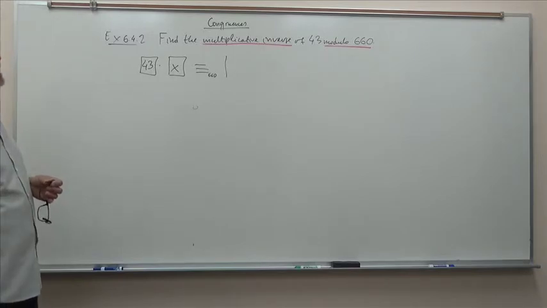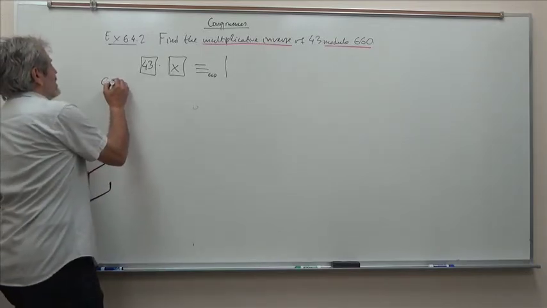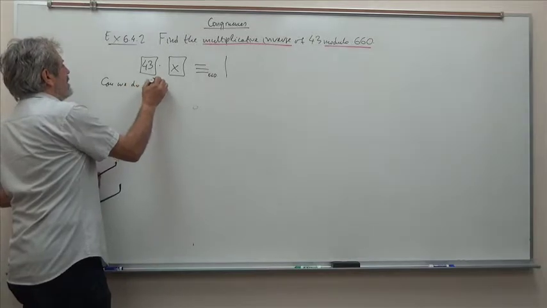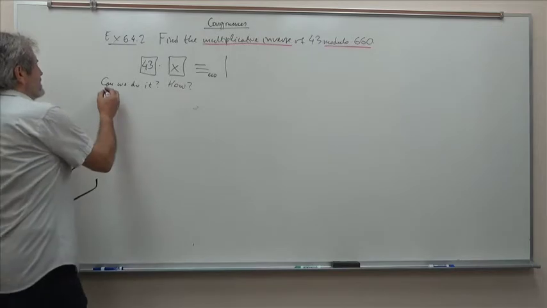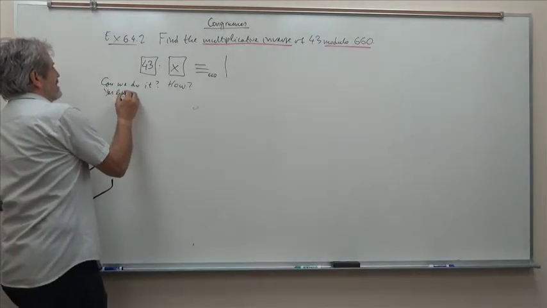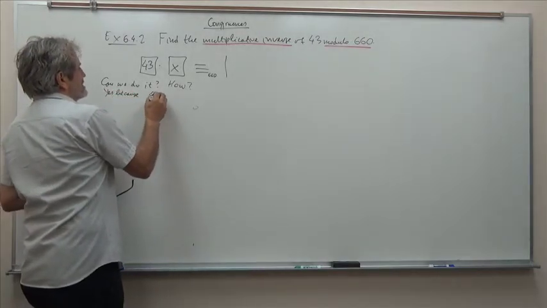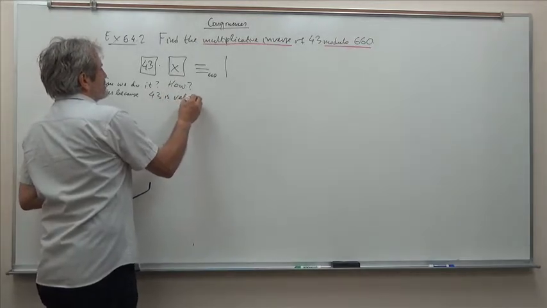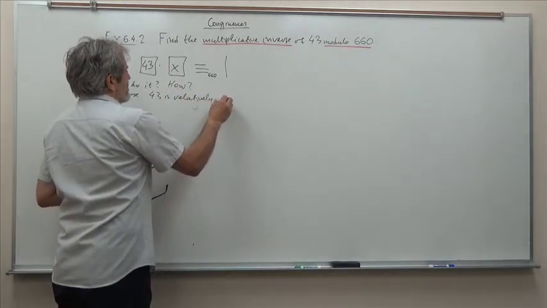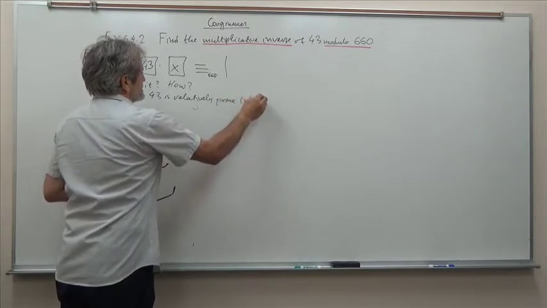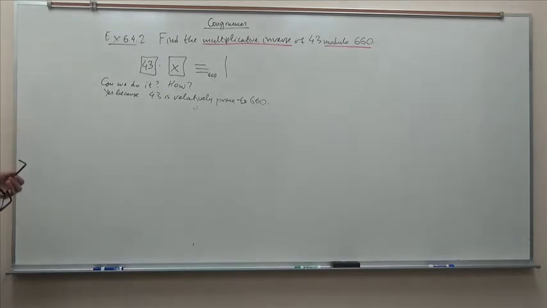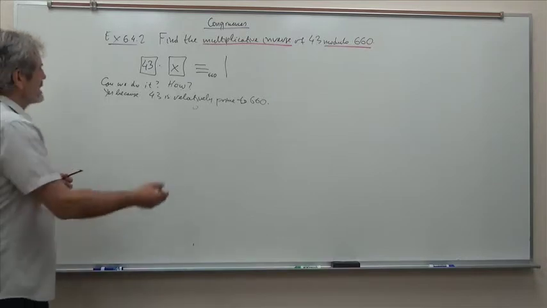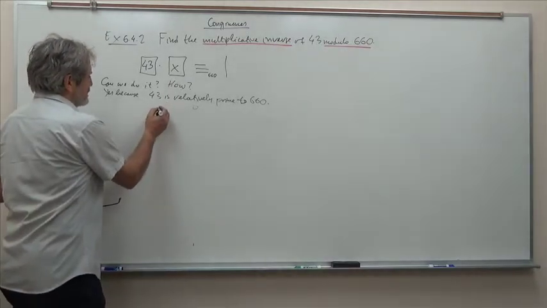So the question is, how can we do it? And the second one, how? If we can, how can we do it? First answer is yes, because 43 is relatively prime to 660. That's easy to see. And now what we'll do, we'll actually use the construction from a minute ago and do the Euclidean algorithm. So we'll do the following.